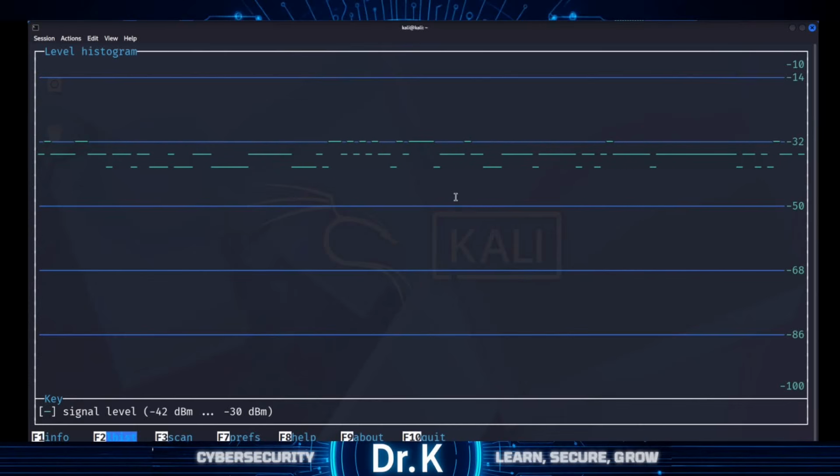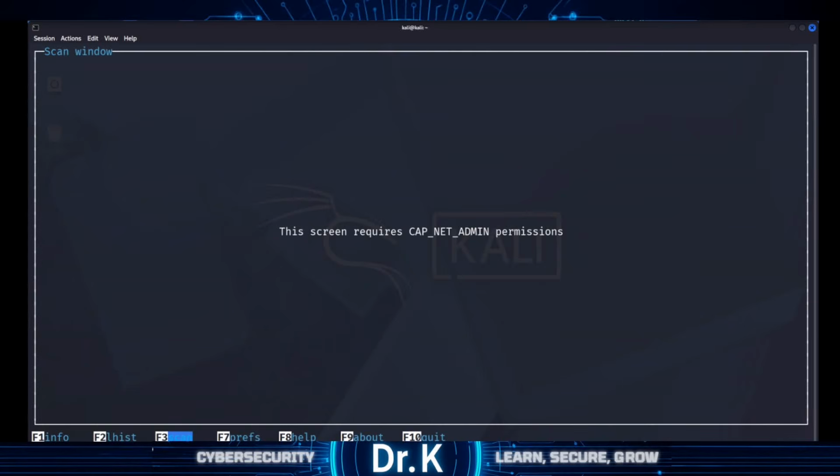All right. Next one I'm going to show you is F3. That's our scan right there. Now, this feature allows Wavemon to search nearby wireless networks instead of just monitoring the one we're currently connected to. However, you can notice here that we've got this screen requires CAP_NET_ADMIN permission. So let's take a second and talk about this. Linux doesn't allow normal users to perform certain networking operations because that could affect how other users see the network. So instead of giving every program full administrative permissions, Linux breaks permissions into smaller capabilities, and one of those is CAP_NET_ADMIN.